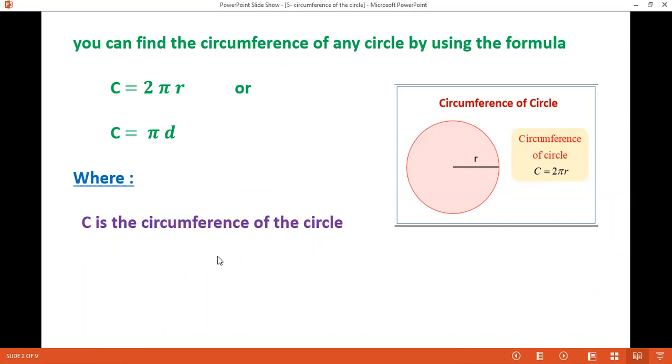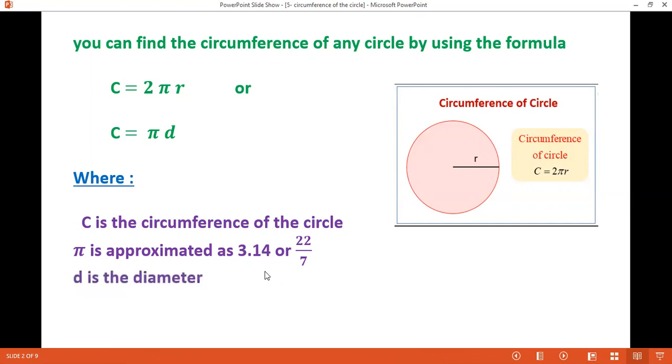C means the circumference of the circle. Okay, pi is approximated as a number, maybe 3.14 or 22 over 7, according to the number which I have in the questions, okay? So circumference of the circle equals pi d. Pi is a number, it will be 3.14 or 22 over 7. Okay, it's a rule in the circle. D is the diameter length, and r is the radius.